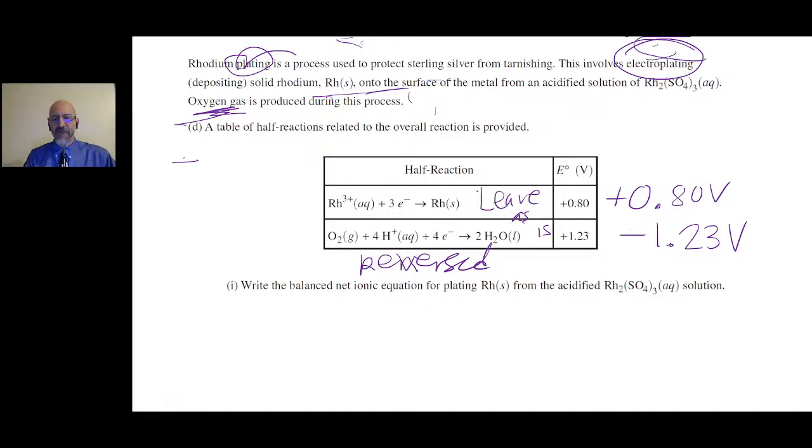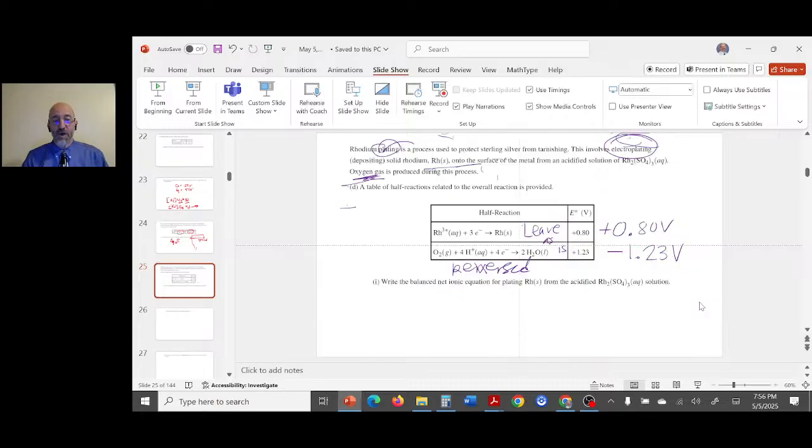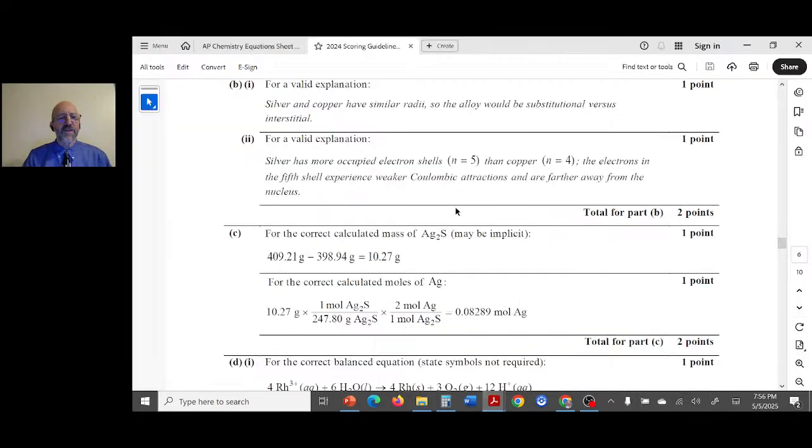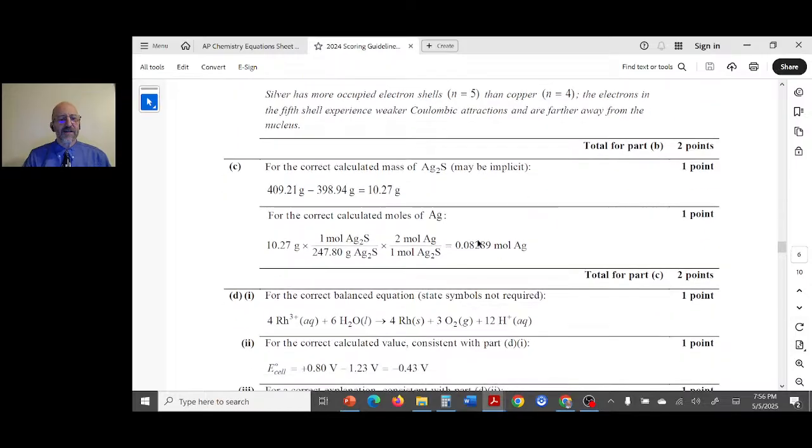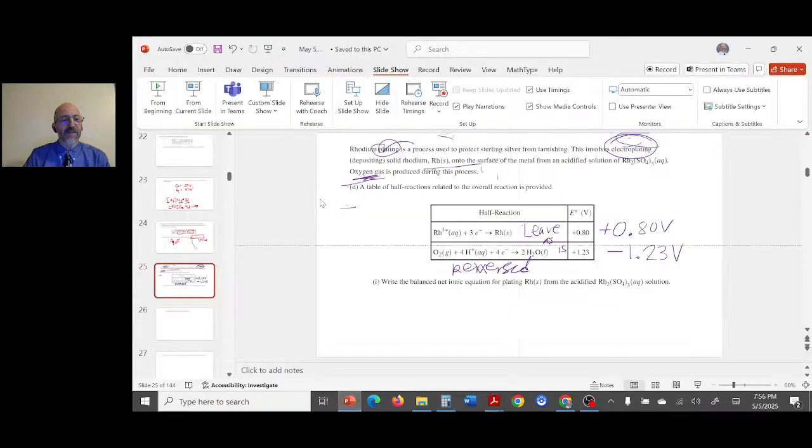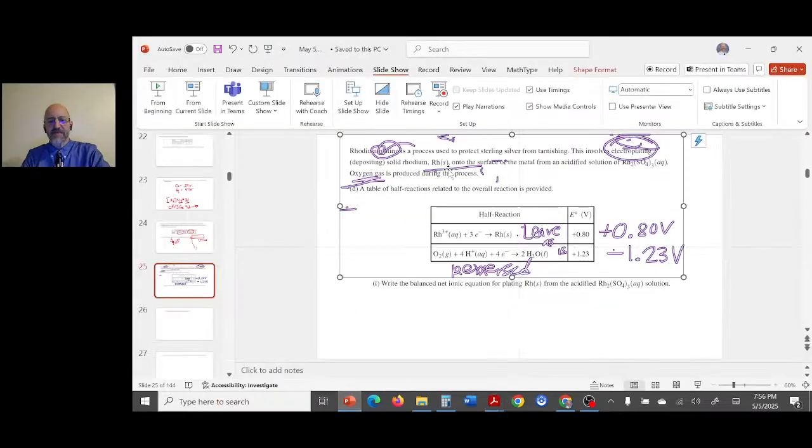So here's the answer for that balanced equation. You do have to get the electrons to cancel out. So we're going to multiply one of them by 4, and we're going to multiply another one by 3. So I'll show you the answer. They multiplied one of these half reactions by 4. They multiplied another of these half reactions by 3. They added them together. So that was the balanced equation. And again, look at that negative 0.43. One more thing to mention. I'll go ahead and go back to the PowerPoint, talk about this.